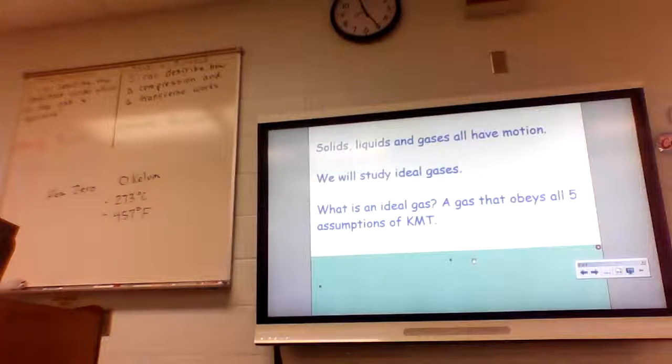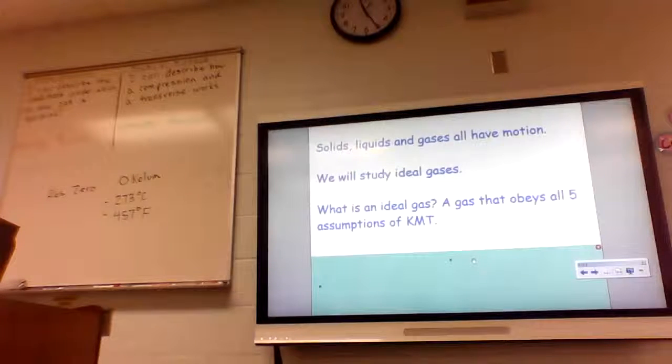All right. Skip all the way down to what is an ideal gas. All right. So we're going to study ideal gases. Now, an ideal gas is a gas that obeys all 5 assumptions of kinetic molecular theory.